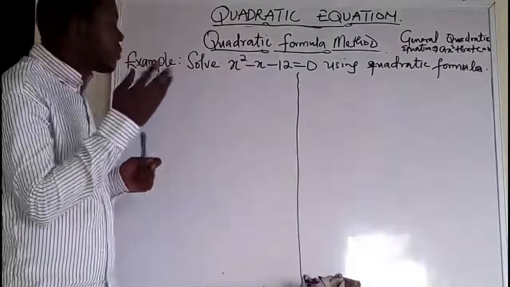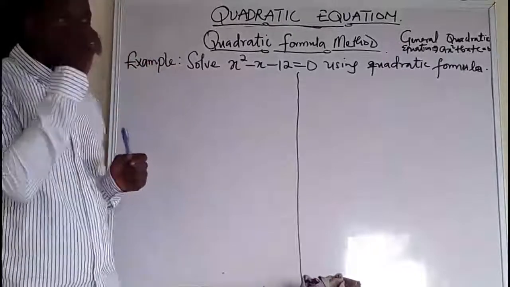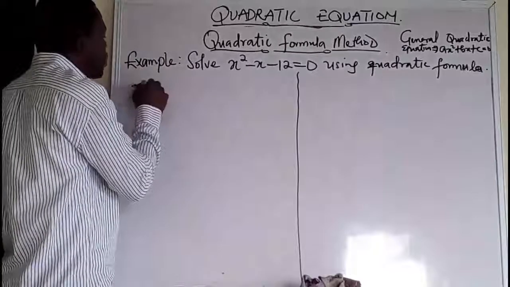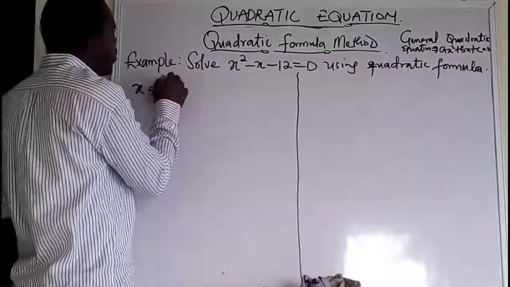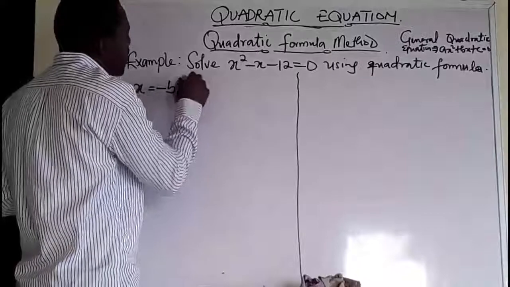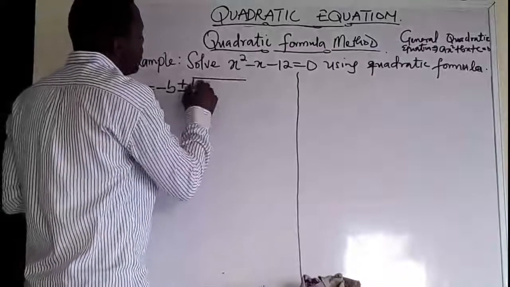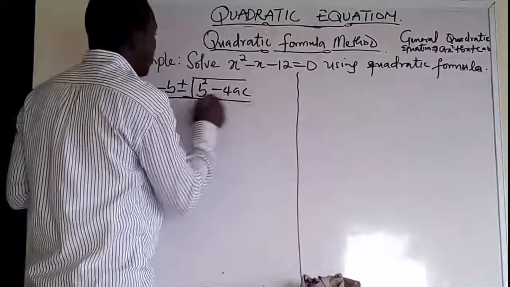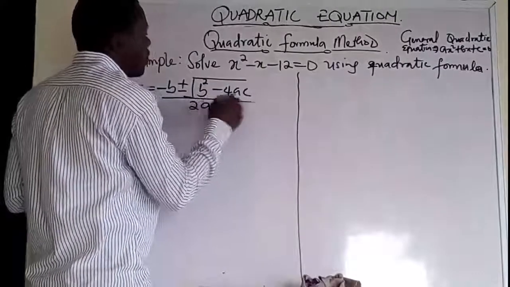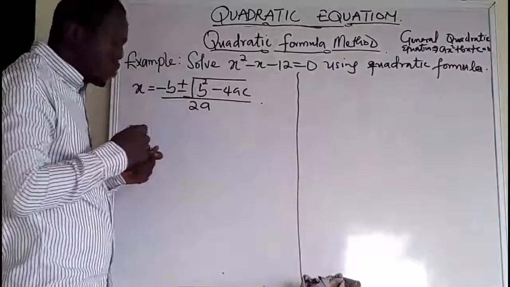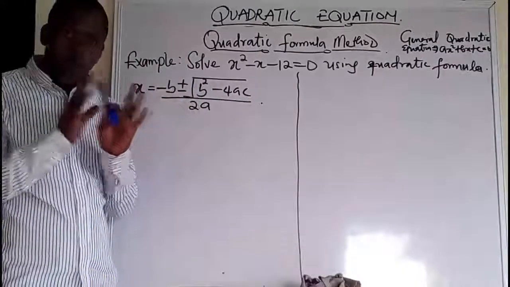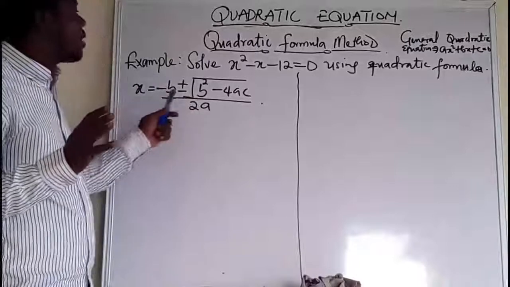So now I will quickly write down the formula. The formula says x equals minus b plus or minus the square root of b squared minus 4ac, everything over 2a. Now, whenever you want to use the quadratic formula, you must use this formula. That is the only thing that you're going to use, because what they call the quadratic formula is this formula.